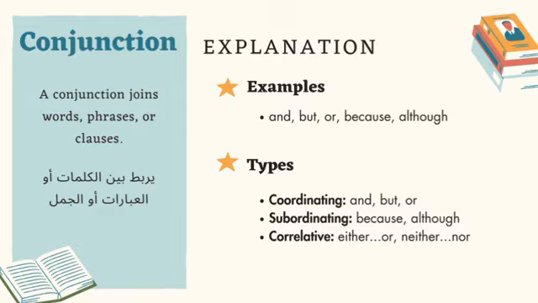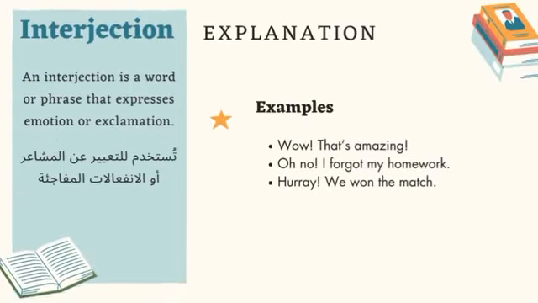In its types, we have coordinating conjunctions like and, but, or, subordinating conjunctions like because, although, and correlative conjunctions like either or, neither nor. They help us join ideas smoothly.